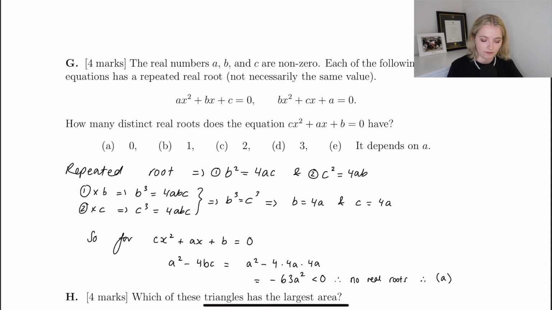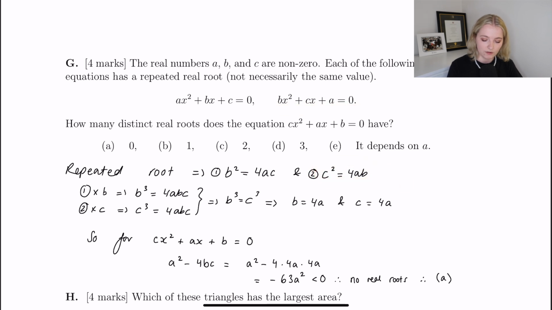So like I said, we have a repeated root. If we have a repeated root, we can look at the quadratic equations here and deduce things from them. Immediately from this quadratic equation, we can say b squared equals 4ac. And from this quadratic equation, we can say c squared equals 4ab.